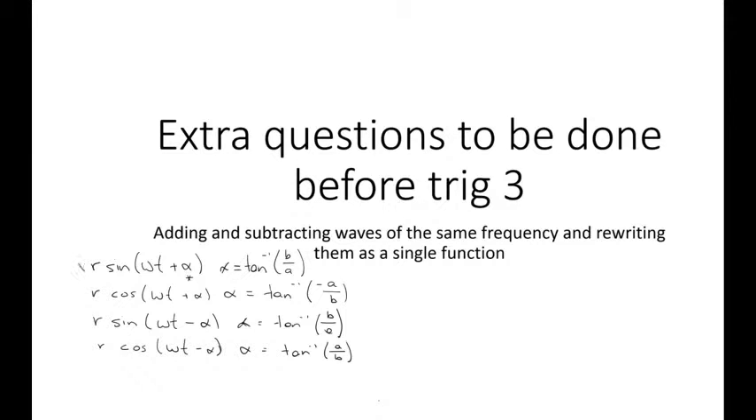But the first one, as I said, is the one that you'll have in the exam, and you'll be given the formula for finding alpha and for finding r. And r is the same in all of them. It's the square root of a squared plus b squared.